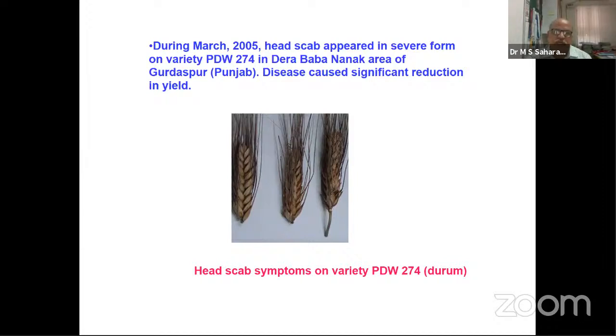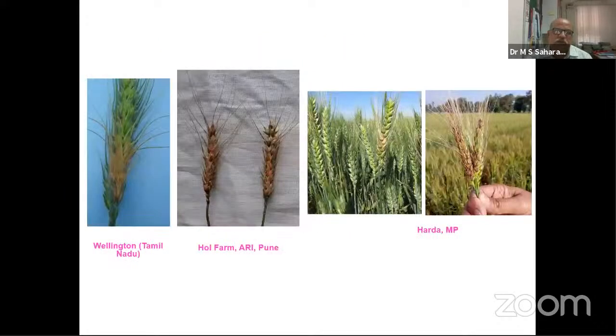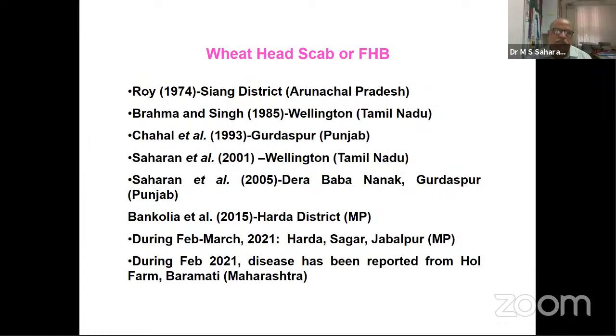Next, please. During 2005, when we were on survey in Punjab, there was a variety PDW274 that was severely infected at that time, and durums are more susceptible to head scab. We noticed that. Next, please. At different places in Himachal Pradesh, we collected many samples. From Wellington also we got. Next. This year also from Wellington, from the farm, from ARI Pune, Dr. Vikas was on tour there and he got these samples. In MP also we are getting it now. So this is the status of head scab in India.